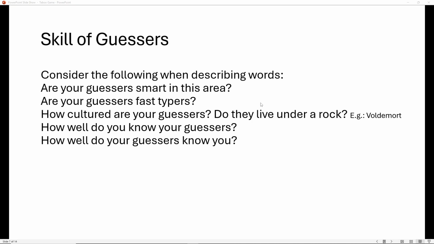How cultured are your guessers? Do they live under a rock? Do they read the news? Are they up to date with their memes? Do they know their references and have they seen a lot of stuff? For example, the word Voldemort relies on at least one of your guessers knowing what Harry Potter is.